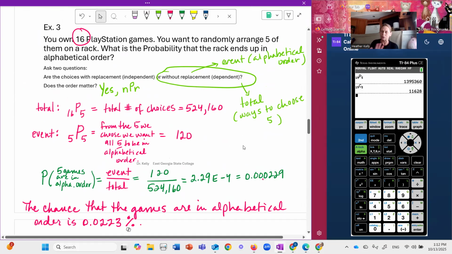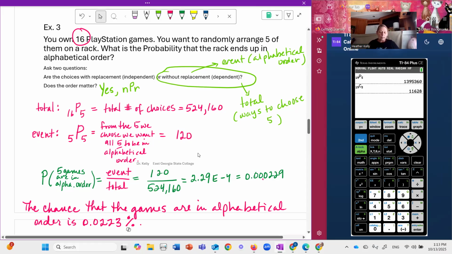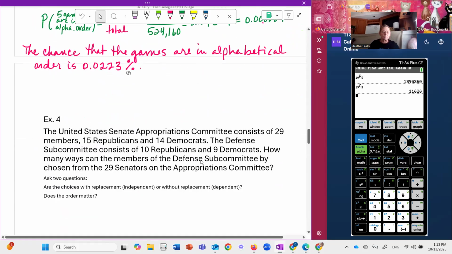All right, so let's just review real quick. You've got to decide first off if the events are with or without replacement. Sometimes the total could be without replacement, and I'll do an example like that. Usually they're both without replacement, but sometimes you might have a little flippy floppy. Okay, so just be aware. Okay, let's take a look at the next question.